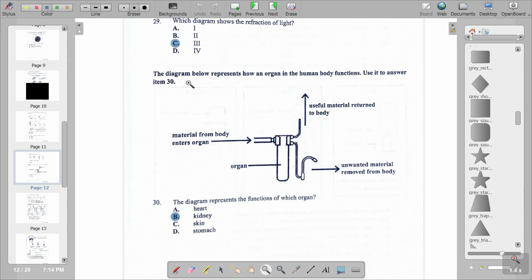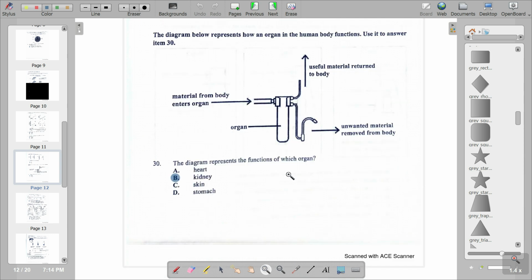All right. The diagram below represents how an organ in the human body functions. Use it to answer item 30. Material from the body enters the organ right here, then the organ is right here as well. Then useful material is returned to the body, and unwanted material is removed from the body.